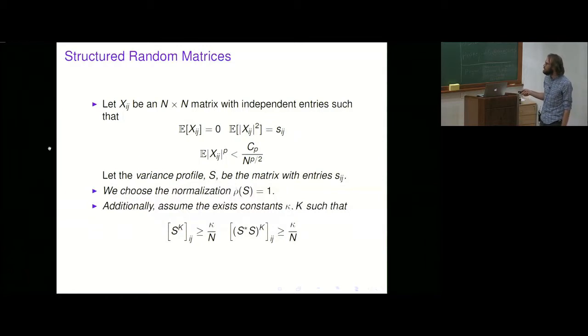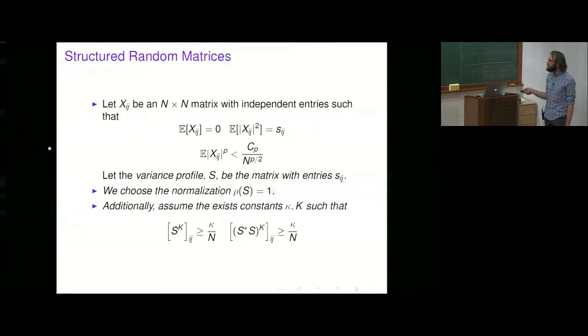And furthermore, we can't really consider completely general variance profiles. For example, if we took my variance profile to be 1 along the diagonal and 0 everywhere else, well, this wouldn't be a very random matrix. It'd just be a diagonal matrix and in the wrong regime. So in order to be in a random matrix regime, we have these two assumptions on our matrix. We're going to assume there are two constants, kappa and k, so that when I take S to the power k, all the entries in my matrix will be bounded from below by 1 over n. And the same thing for S star S.